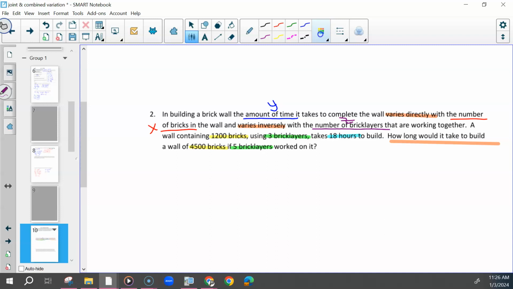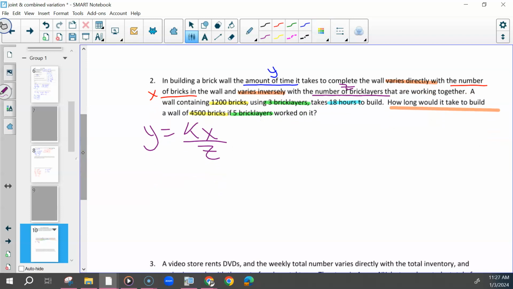So before we get into the numbers part, let's set this up. The amount of time varies directly with the number of bricks and varies inversely with the number of bricklayers. How would we set that equation up? Y equals kx. What about the z? Over z. So varies directly, y equals kx, and varies inversely with the number of bricklayers, z. So it looks complex because it's a bunch of words. But when you figure out what those are, put variables to them, it's not that bad. So now we have our equation.